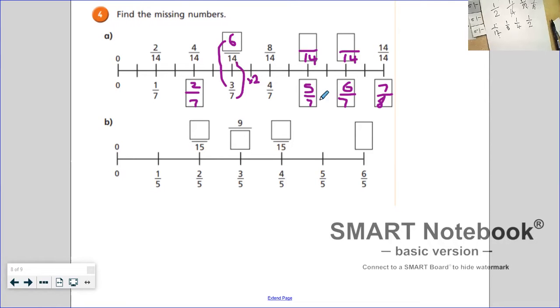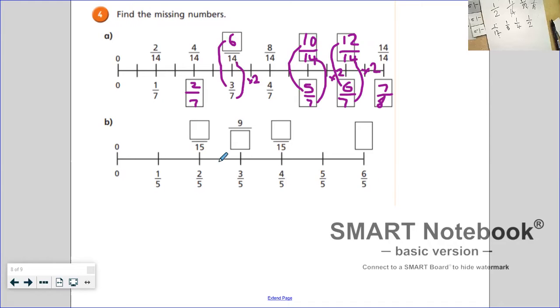So again here, look. What have I done to 7 to get to 14? I've times it by 2. So I must do the same with my numerator. 5 times 2 is 10. So 5/7 is the same as 10/14. So then here again, 7 to 14, I've times by 2. So I must again times 6 by 2, which would give me the answer 12. 12/14 is equal to 6/7. So let's have a look down here.